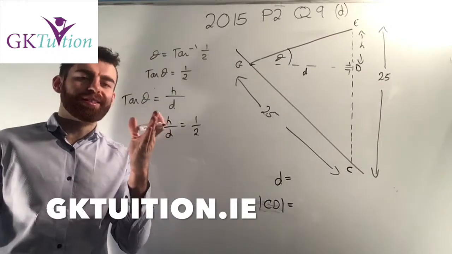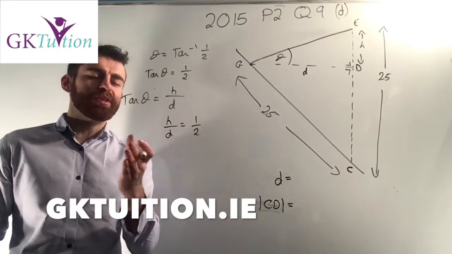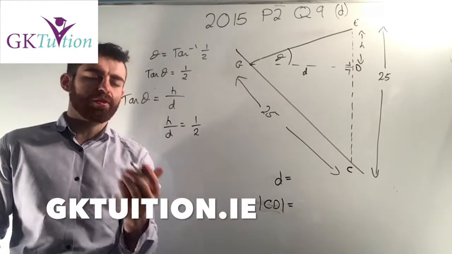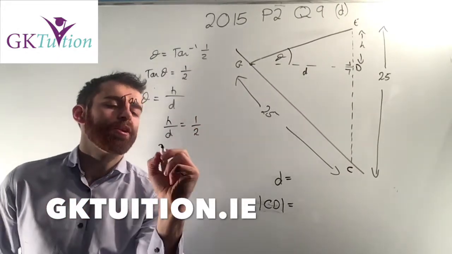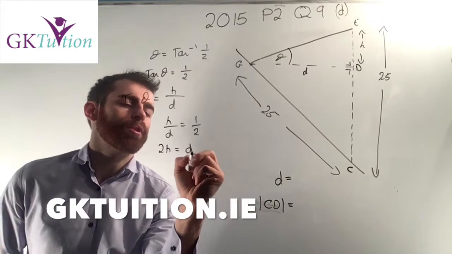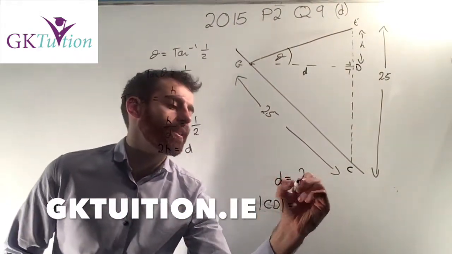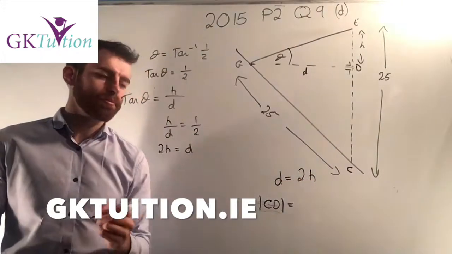And I've been asked to get D in terms of H, so that just means I need to get D on its own. If you have two fractions and an equals in between them, you can cross multiply. So here I'll end up with 2 times H is equal to 1 times D. Or in other words, my first answer is just that D is equal to 2H.